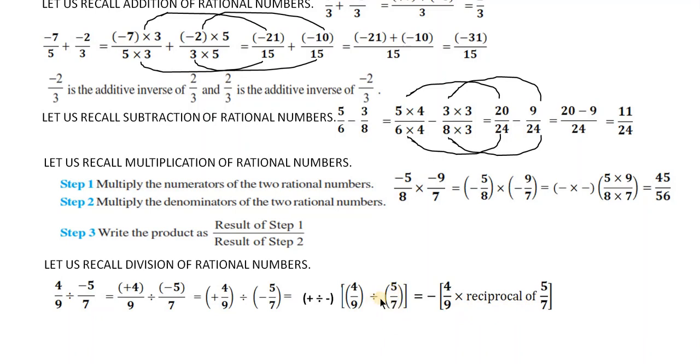When it is subtraction, you say adding the opposite. In division, you say multiplying by the reciprocal. So multiplying by the reciprocal of 5 by 7, that is what is written here. This is the multiplicand, this is the multiplier. So the multiplier's reciprocal is written here, okay? And 4 by 9 into the reciprocal of this number, which is 7 by 5.